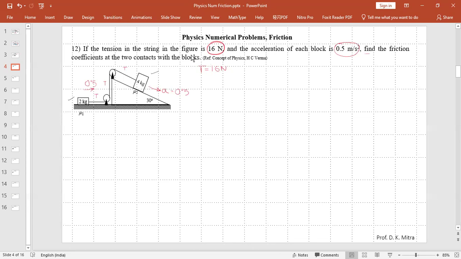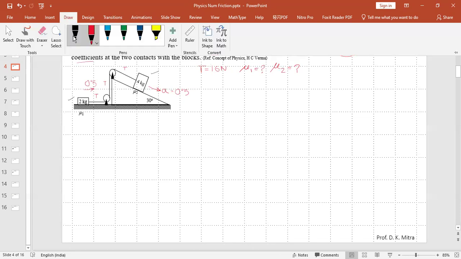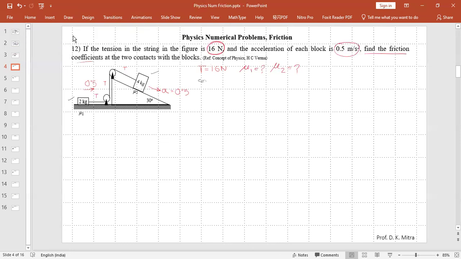The question is: find the friction coefficient at the two contacts. That means we have to find out how much mu1 is, and second, what mu2 is. That's the only question. Now, we take the two blocks one by one. We consider the 4 kg block.